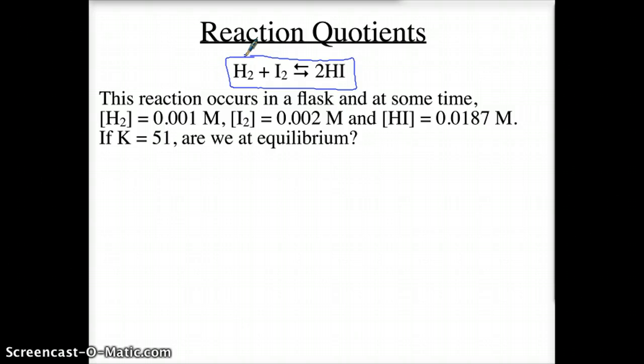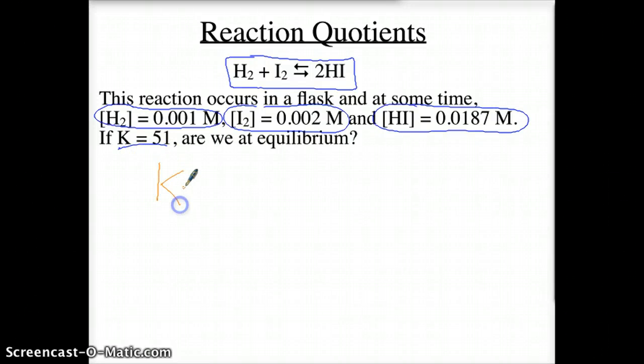This says this reaction occurs in a flask, and at some time, the concentration of H2 is 0.001 molar, the concentration of I2 is 0.002 molar, the concentration of HI is 0.0187 molar. If K equals 51, are we at equilibrium? So in order to figure that out, we need to set up the equilibrium expression. First thing we need to do, always with equilibrium problems, write the expression.